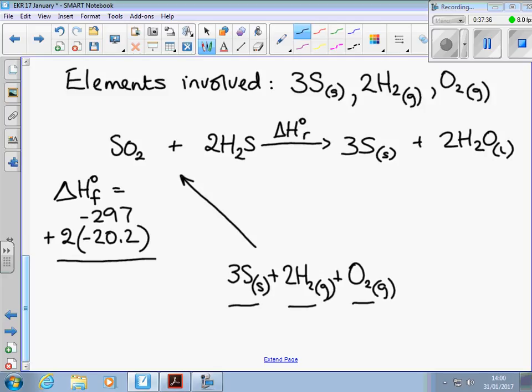All right, minus 297 plus minus 40 point something. You should be able to do it in your head, really, shouldn't you, that one? Is it minus 337.4? Right. So minus 337.4. Of course, I keep avoiding any detail that gets in the way, but we'll put the units there. So that's how much energy would be released if you turned those elements into those compounds on the left.